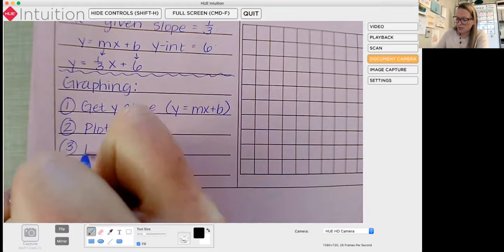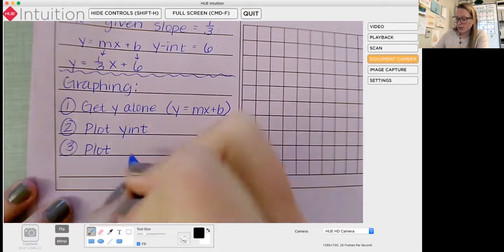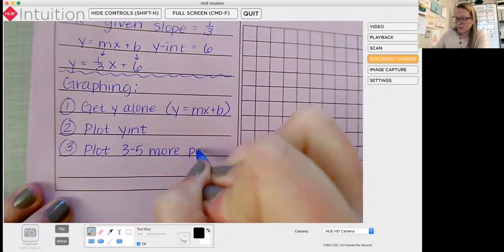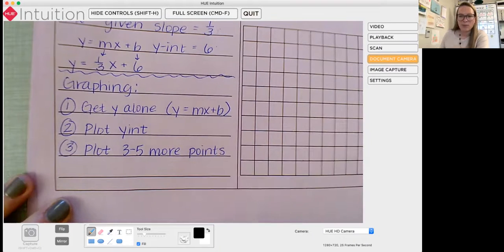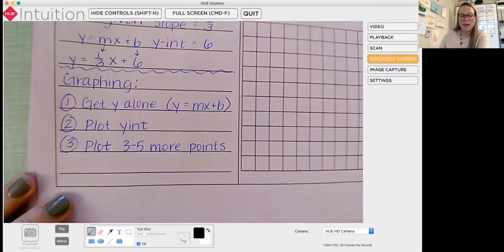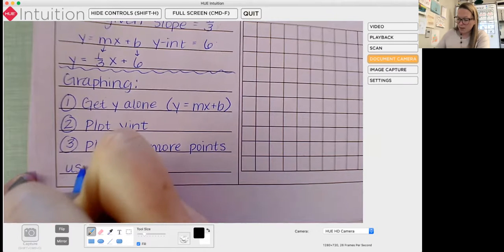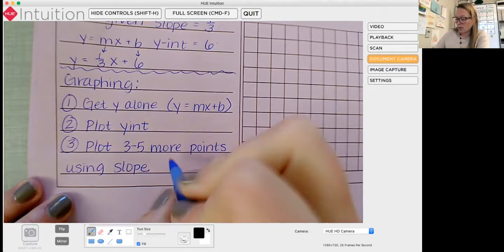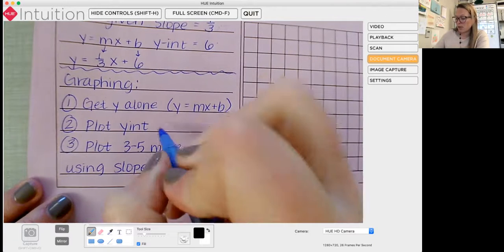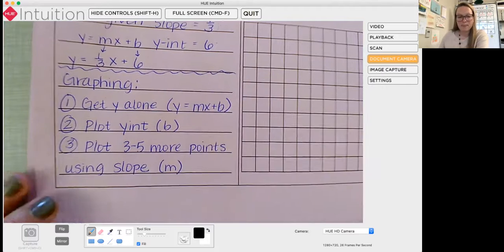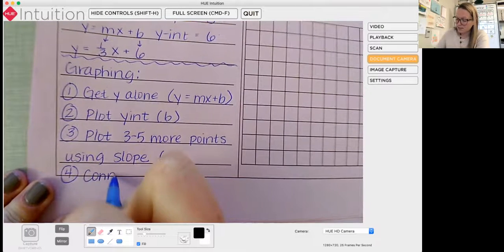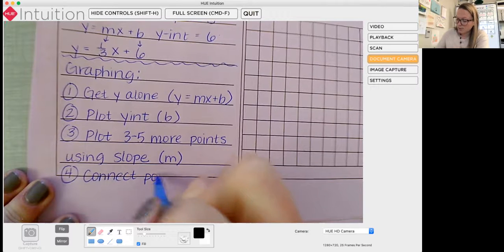Then we're going to plot, I usually say 3 to 5 more points, and I'll talk about what that looks like, but you don't just want to have one point of the line, you want to have a couple more. But we'll plot about 3 to 5 more points using the slope that you have. So whatever your m value is. And remember that the y-intercept is your b. Our last step, and sorry I don't have a ton of room here, is to just connect the points so that you get a line.